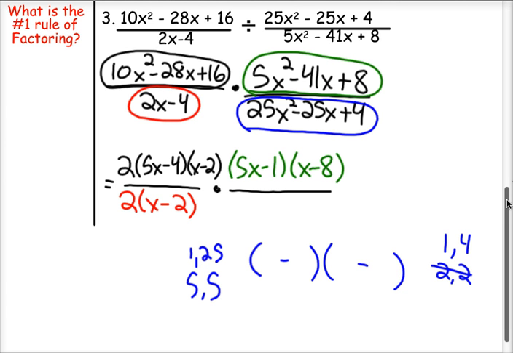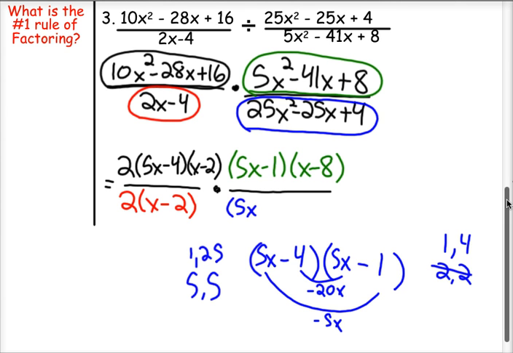Now again, you will have some puzzling to do, putting together the pieces. I'm going to show you that the answer is 5x minus 4, 5x minus 1. Again, let's make sure that fits together. This gives me a negative 20x. That gives me a negative 5x. That did give me the negative 25x that I was looking for. So that is the answer to my puzzle. So 5x minus 4 and 5x minus 1.